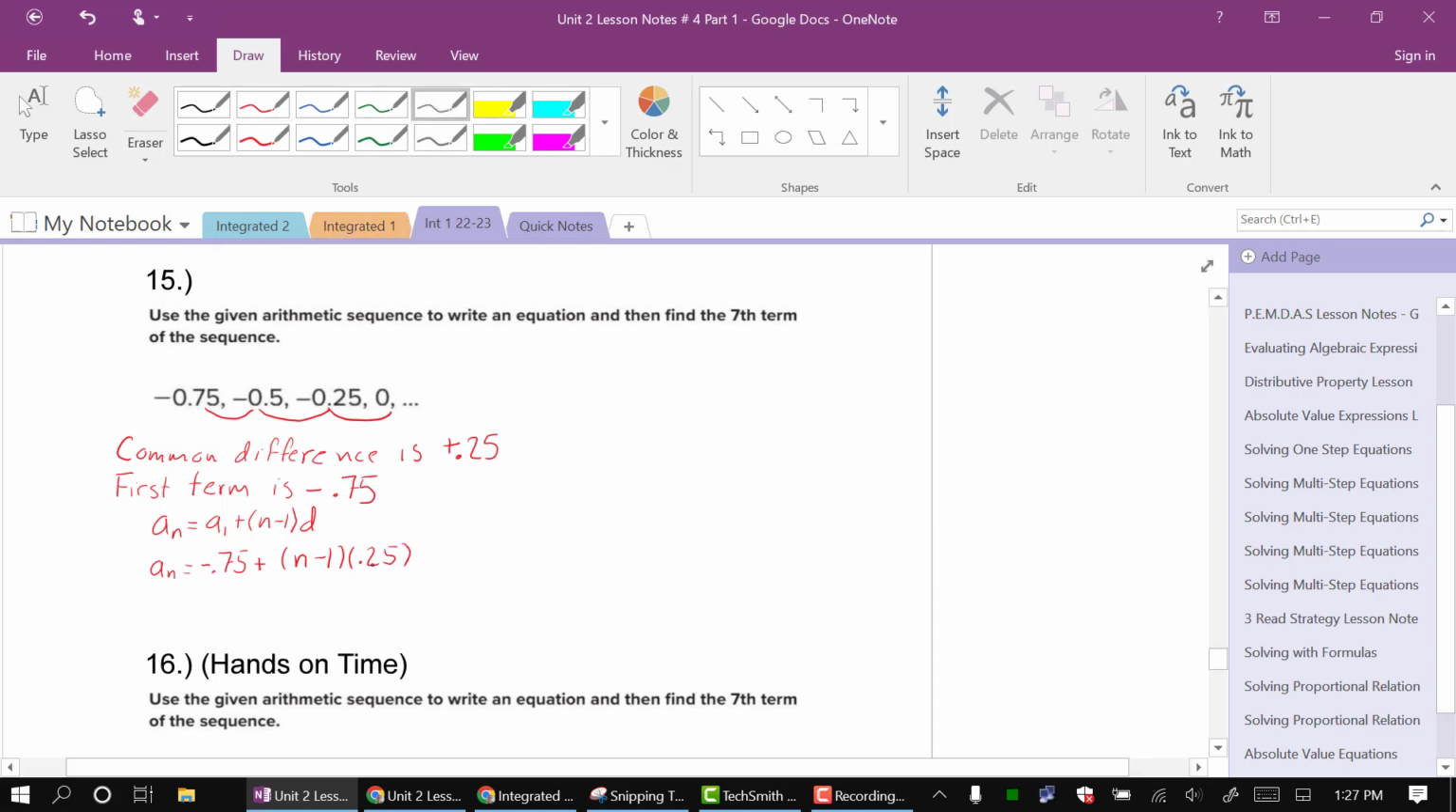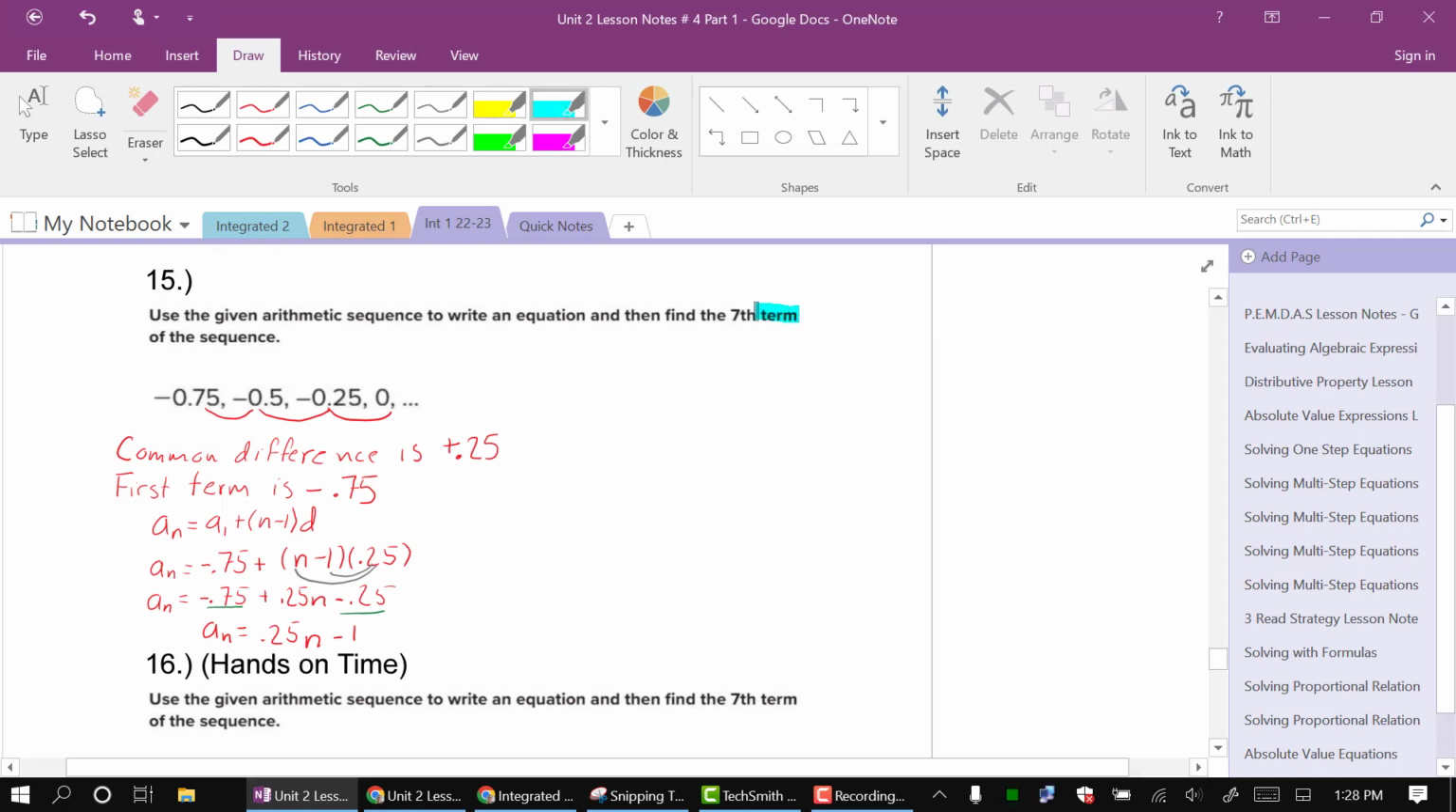Now I'm going to distribute that into the negative 1 and into the N. Distribution means I multiply both of these inside the parentheses by the number outside the parentheses. So it's going to give me AN equals negative 0.75 plus 0.25N minus 0.25. So I have common terms, the negative 0.75 and the negative 0.25. When I put those together, I end up getting AN equals 0.25N minus 1.